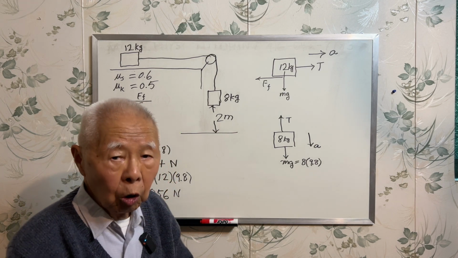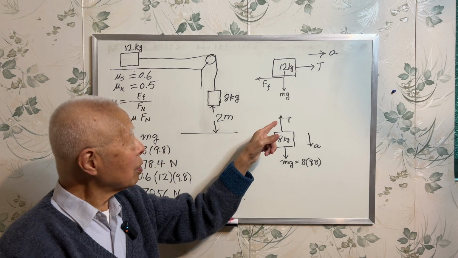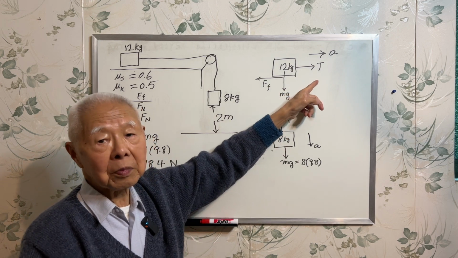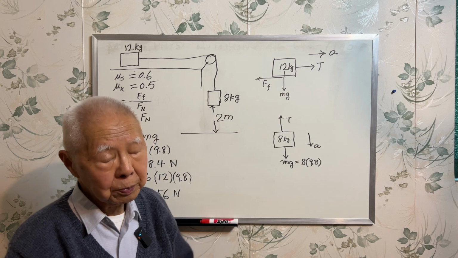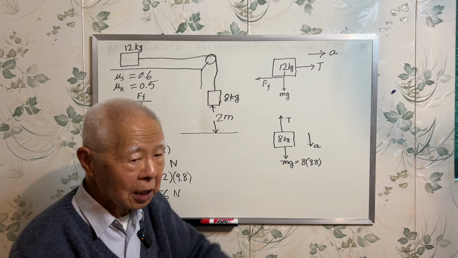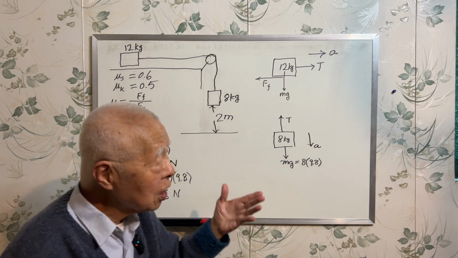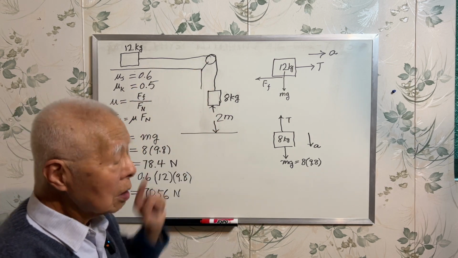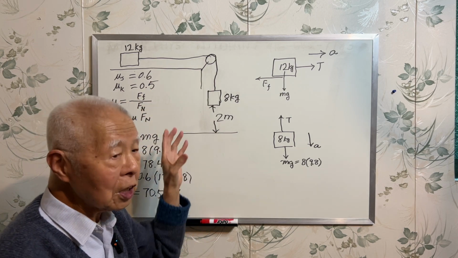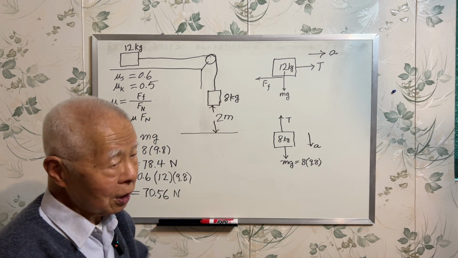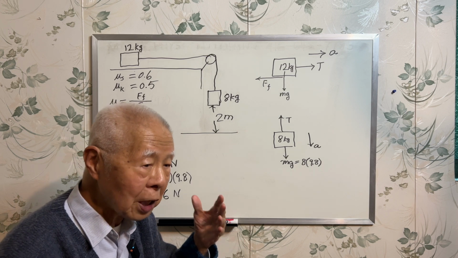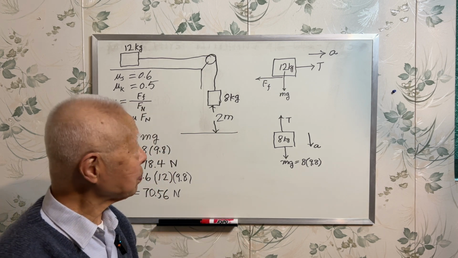We must know that this tension and this tension are the same tension. Why? Why are these two tensions the same? Because it's the same loop. It's not two different loops. It's the same loop, just going over the pulley. So it's the same loop. Of course, the two tensions are the same.